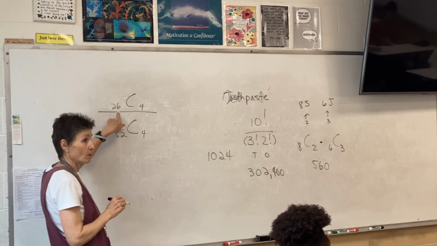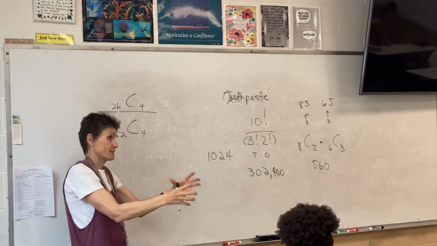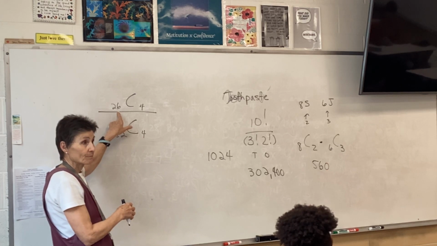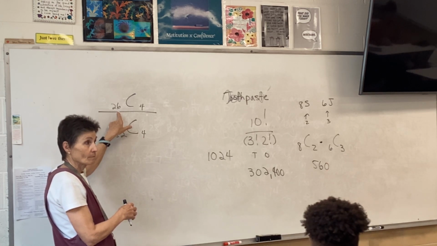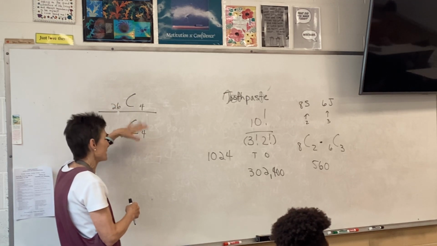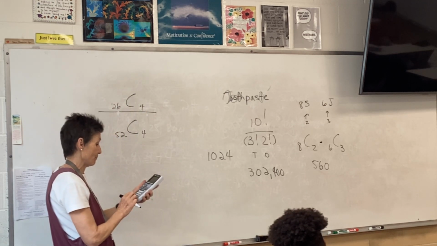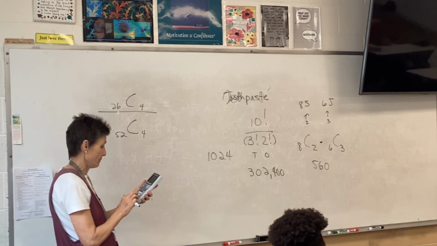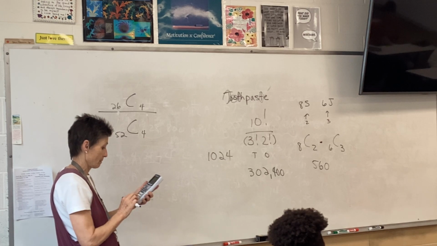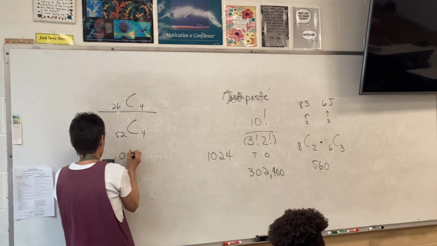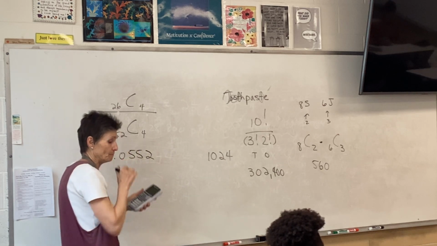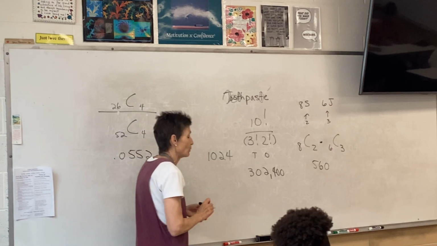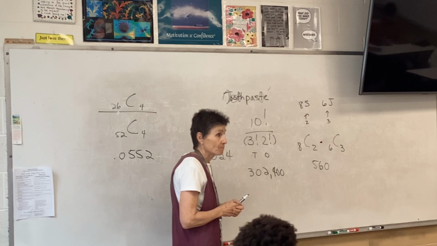Remember, this first number is your pile of potentials. If you want red cards, then that's going to be a 26. Now, please don't try to cancel it. No, just divide it out. You can't do any kind of crazy simplification. I got 0.0552. So if we put that in common language, you have about a 5% chance of getting all red.